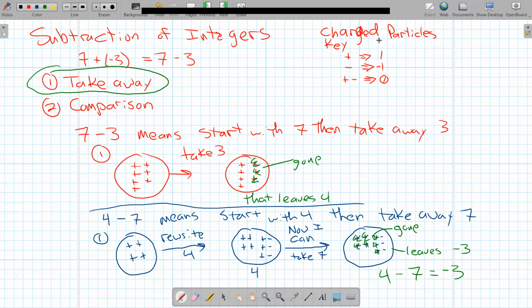So again, with the takeaway, if you can't take what you want, you rewrite some zeros until you can. Now, alternatively, I could have put more zeros in there. So I could have had a set that looked like this. 1, 2, 3, 4, and then add as many zeros as you want. Doesn't matter how many, as long as it's more than enough.